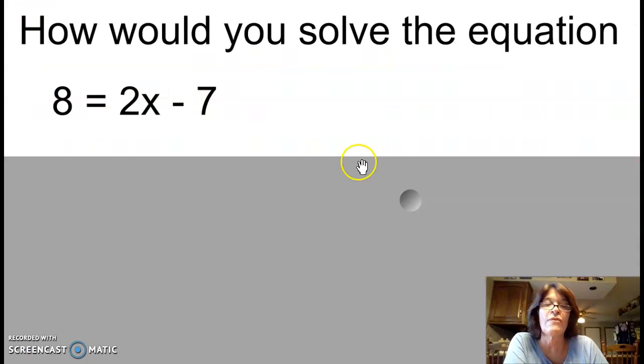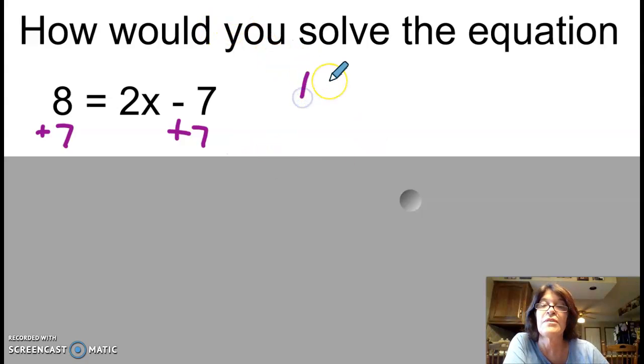Okay, back to solving equations. Think about how you would solve the equation 8 equals 2x minus 7. Hopefully you remember that you would do something like add 7 to both sides. You're trying to isolate the x, right? We did this in algebra. Hopefully it's jogging your memory.